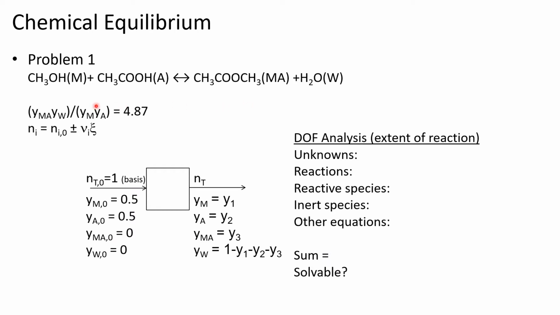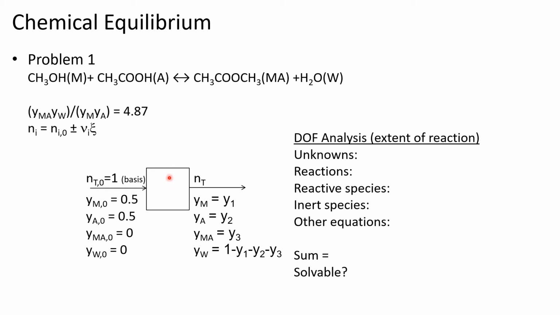Well, hopefully you took a moment to draw that process flow diagram. Well, here's what I would draw. And I've reproduced some of the information from the problem statement, that the product of the methyl acetate and water mole fractions divided by the product of the methanol and the acetic acid mole fractions is equal to 4.87. And I reproduced the equation from which we're going to calculate the number of moles that leave from the moles that enter of each species in terms of the extent of reaction.